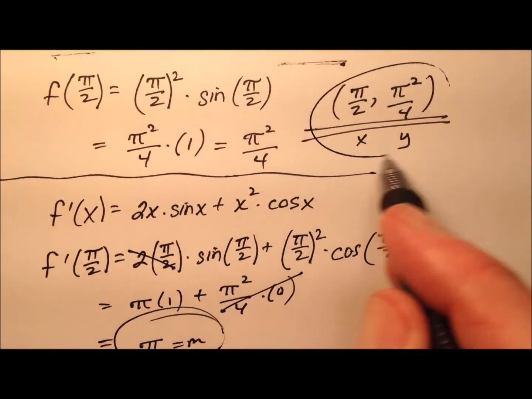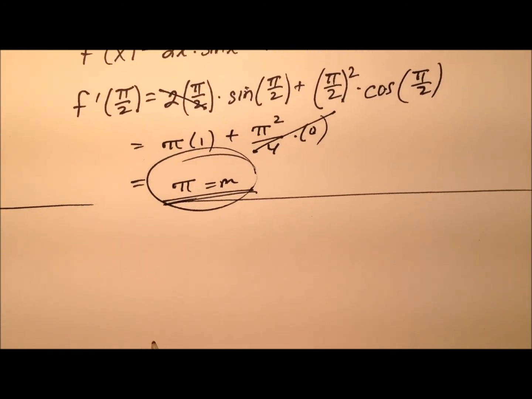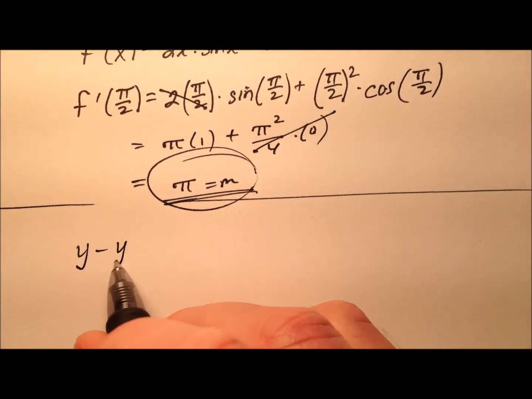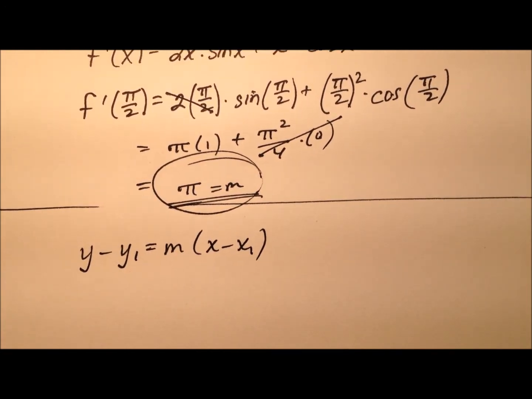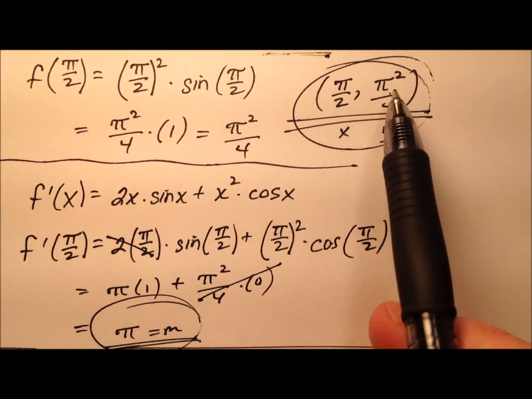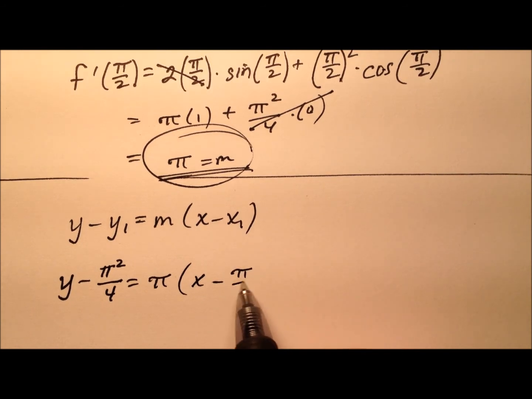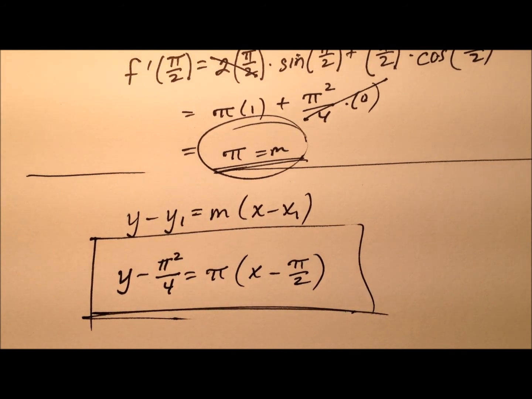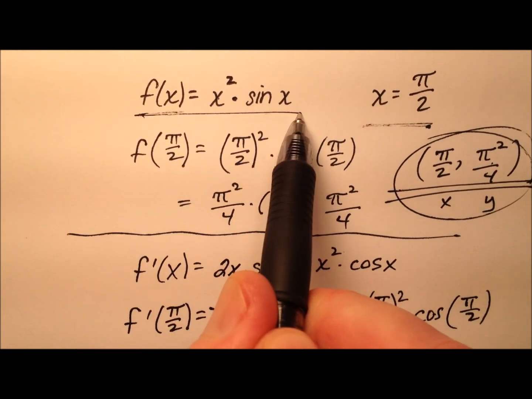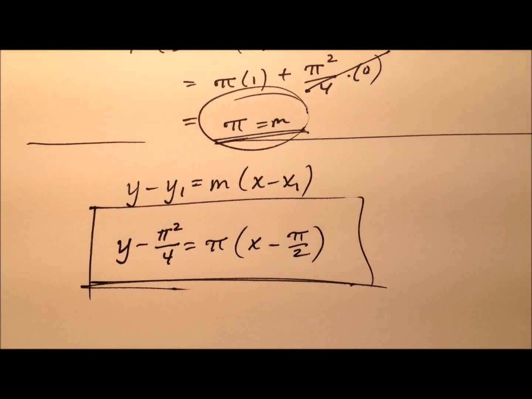Okay, so I have my slope, and I have my ordered pair. So let's go ahead and write an equation for my tangent line, and we'll do it in point slope form. So y minus the y coordinate equals the slope times x minus the x coordinate. So it'll be y minus pi squared over 4 equals the slope, which is pi, times x minus the x coordinate, which was pi over 2. So here is an equation for the line tangent to the graph of this function at this given x value, x equals pi over 2. Let's go ahead and take a look at the graph.